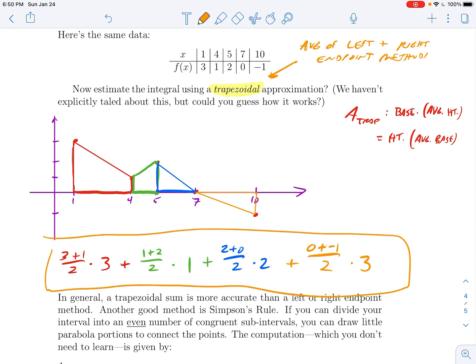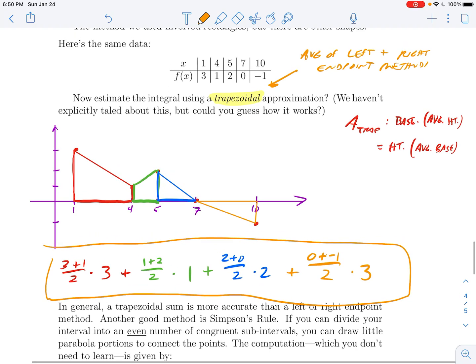So I'm just going to leave it in this form. Leaving it in this form makes it perfectly clear where your answer came from. So this I want you to know. If you're asked to do a trapezoidal approximation, you think, oh, instead of using rectangles, I'm using trapezoids. And instead of doing base times height, I'm averaging height on the left end with height on the right end.